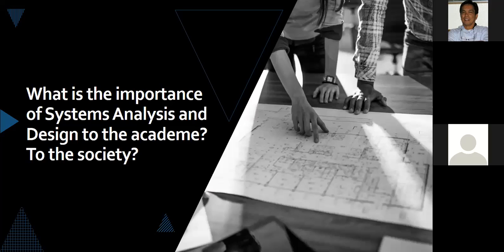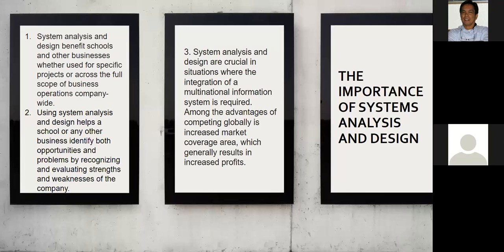Now, the last part of my report for today is what is the importance of systems analysis and design to the academe, to the society? Systems analysis and design is generally used to solve the internal problems, to improve the efficiency, and expand opportunities, and it has a direct impact on the bottom of any kind of business, even in schools. So let's get to know some of the importance of systems analysis and design.